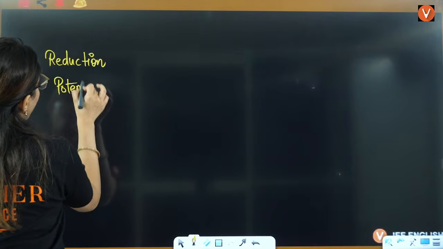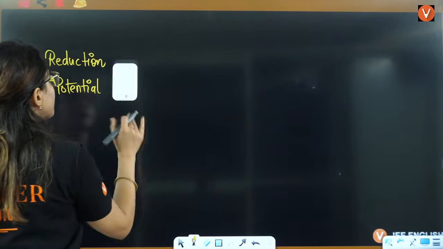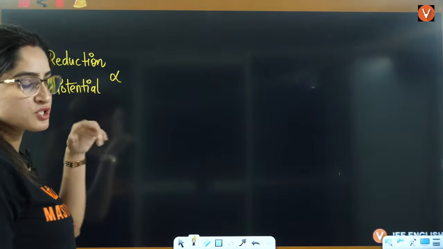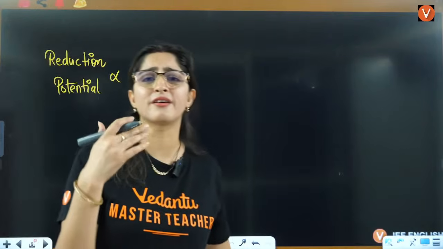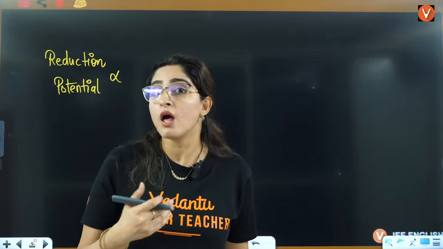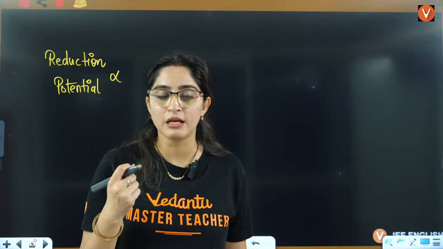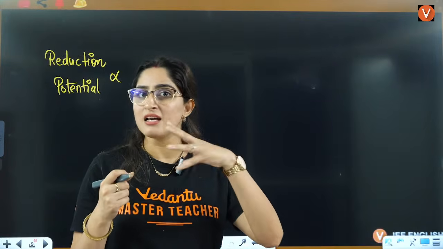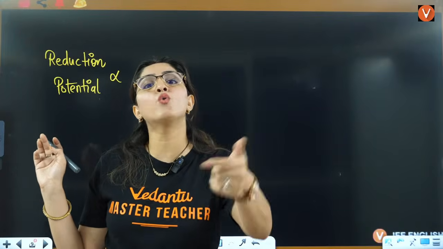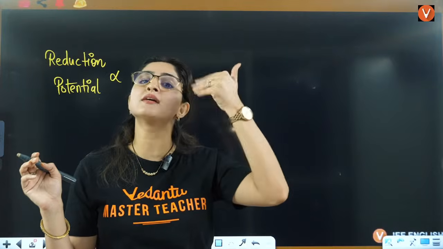But I understand one thing, that reduction potentials are directly proportional to which thing? See, what is reduction potential? The tendency to get reduced. What is reducing power or a reducing agent? A reducing agent is someone that itself doesn't want to get reduced. They want to reduce someone else, right? They will reduce someone else and themselves they will get oxidized.